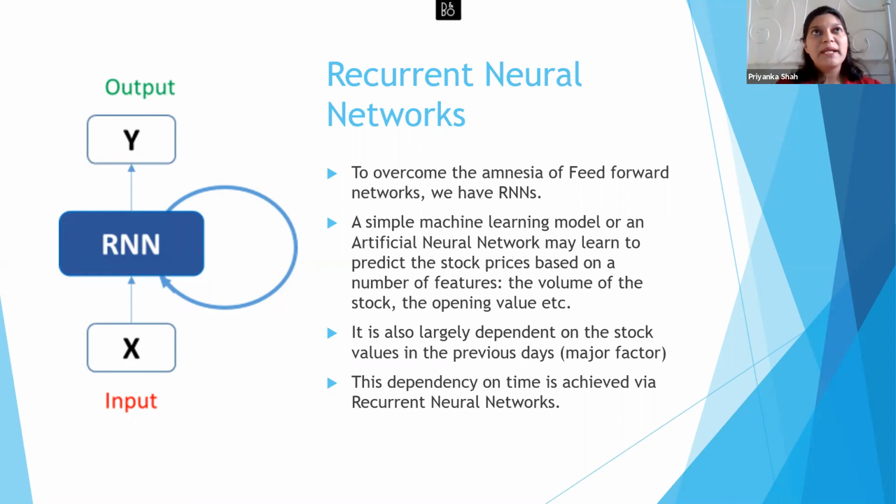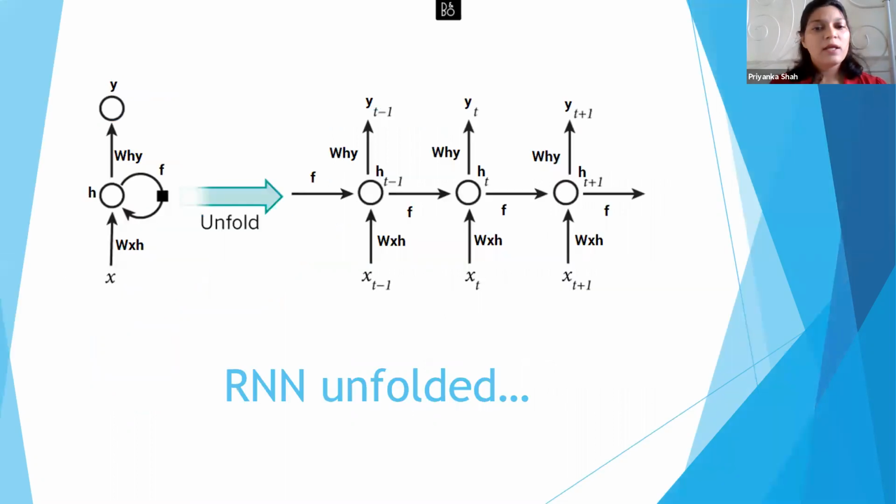So this time dependency is achieved via recurrent neural networks. Feed forward neural networks have shortcomings, and to overcome them, we move on to recurrent neural networks. When we talk about unfolding them, this is what happens: you have an input at t minus 1, and these are the hidden layers, and finally this is the output at time t plus 1. So each neuron is dependent on the prediction of the previous neuron. This is how it keeps track of what happens back in time.